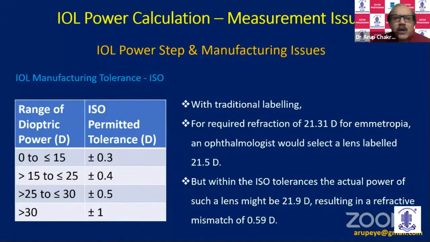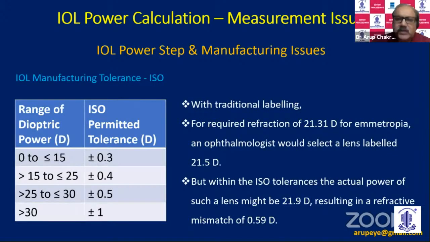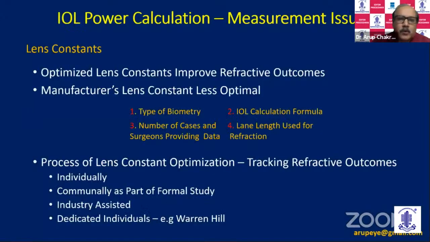And we also now feel that the formulas have come up pretty well. The biometric results are becoming more accurate. So the industry also has to keep pace with us and move along. We need to have a situation where perhaps Ramesh will throw more light on this: instead of having lenses available in 0.5 steps, we need to have 0.25 steps. The industry also needs to look into the IOL manufacturing tolerance. So Ramesh will be telling us about IOL power steps, the concepts of ELP, how important it is, and the manufacturing tolerance. And then we'll talk about the lens constants.